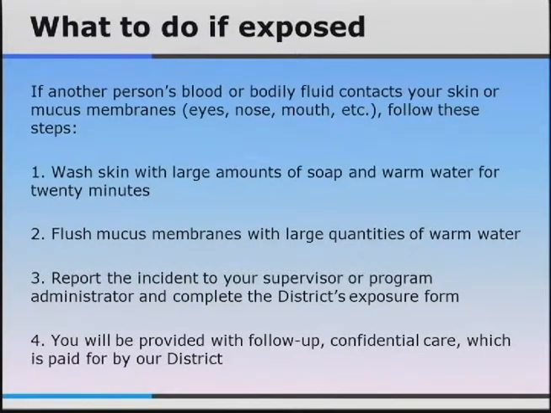You will be provided with follow-up confidential care, which is paid for by our district. It can take up to 10 years for HIV to show up in your system. You may need to be tested if you've had a substantial exposure.